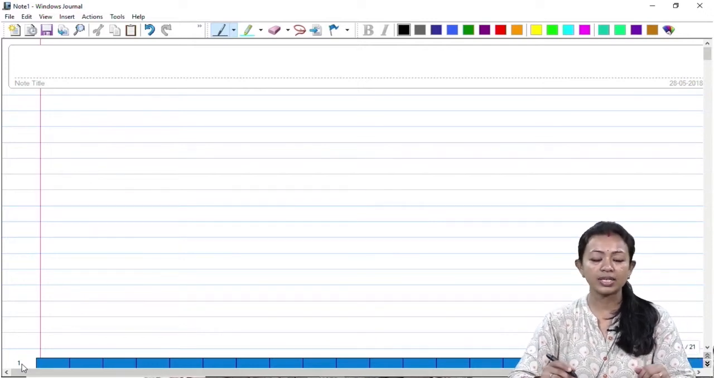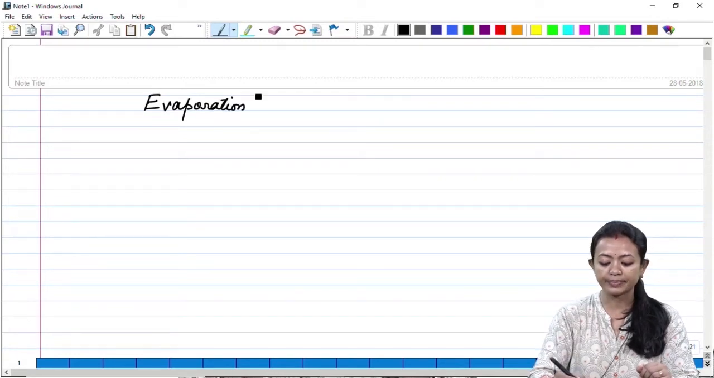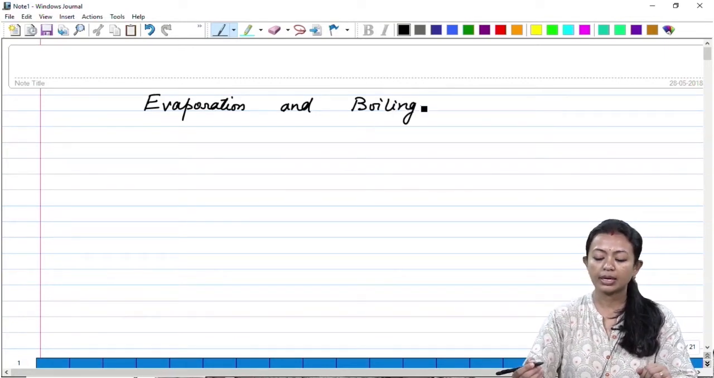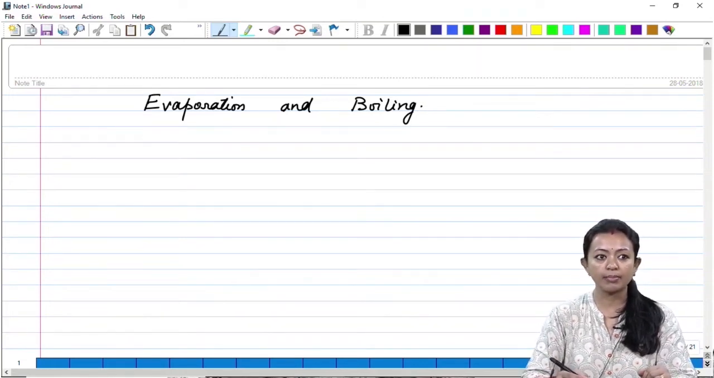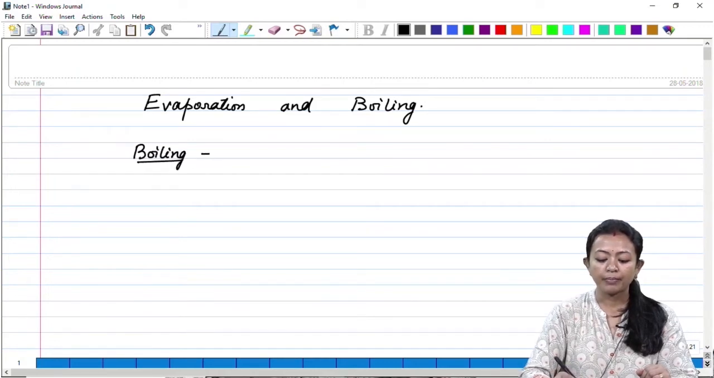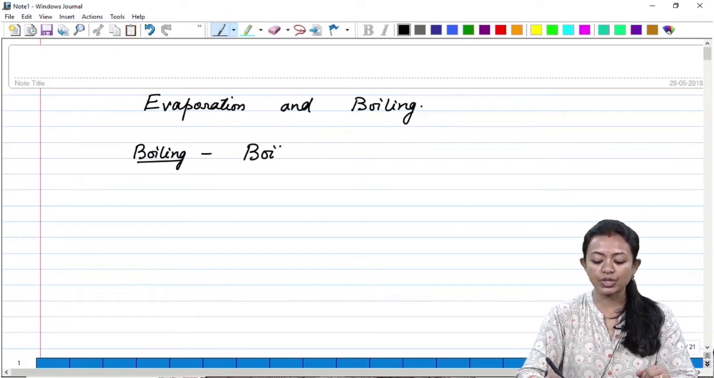Now let us carry forward this understanding in evaporation and boiling. Now these are two very basic and important concepts, evaporation and boiling. Now before we understand what is evaporation and boiling, let us understand what is boiling. Boiling always happens at a boiling point. Okay, that means we have a term which is known as a boiling point. Now what is boiling point?